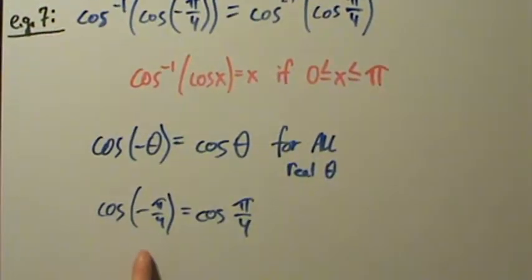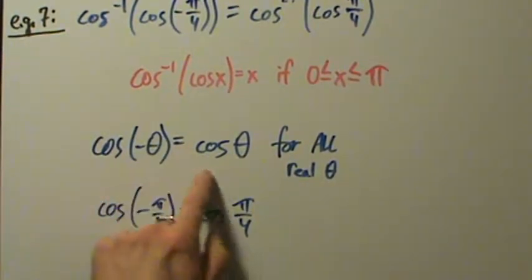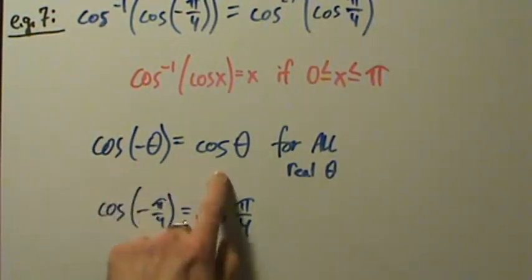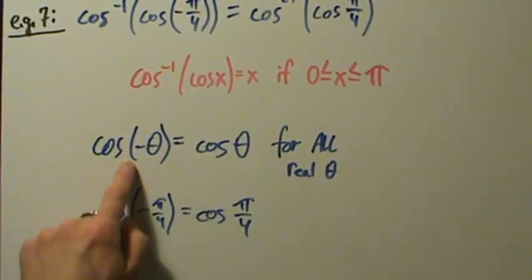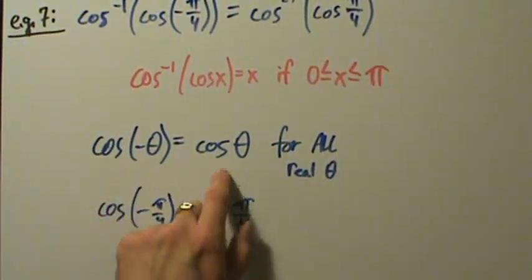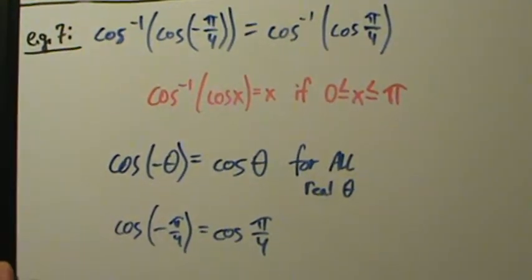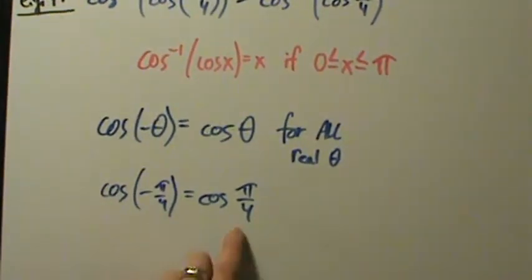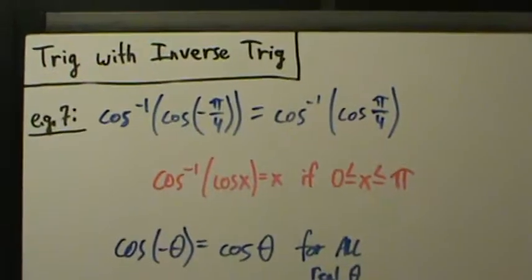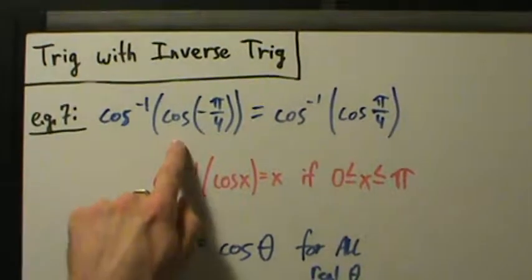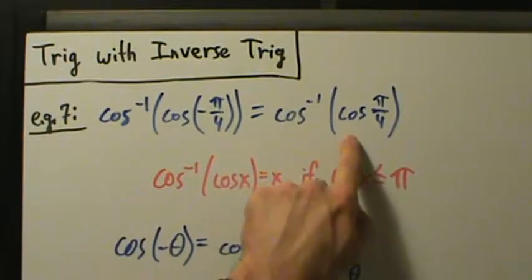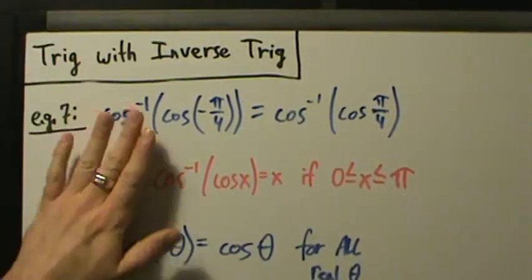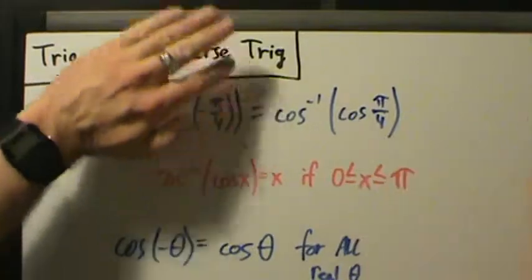Because cosine of negative pi over 4 is cosine of pi over 4, and the reason for that is that cosine is an even function. Remember, we talked about this a long time ago, way back in an earlier video. Cosine is an even function, which means cosine of negative theta is cosine of theta for all real theta. Specifically, cosine of negative pi over 4 is cosine of positive pi over 4. Therefore, cosine inverse of cosine of negative pi over 4 is cosine inverse of cosine of positive pi over 4. Okay? Now, we can just start the flowchart with this problem.